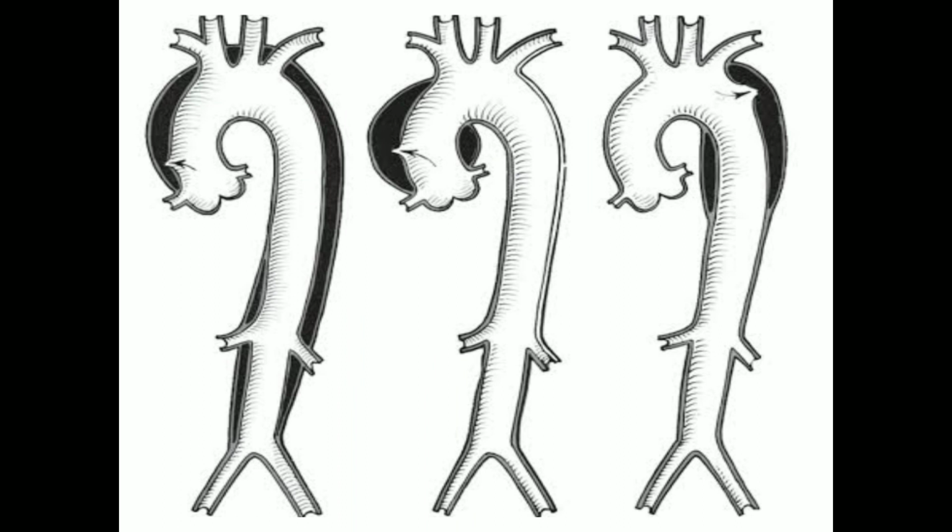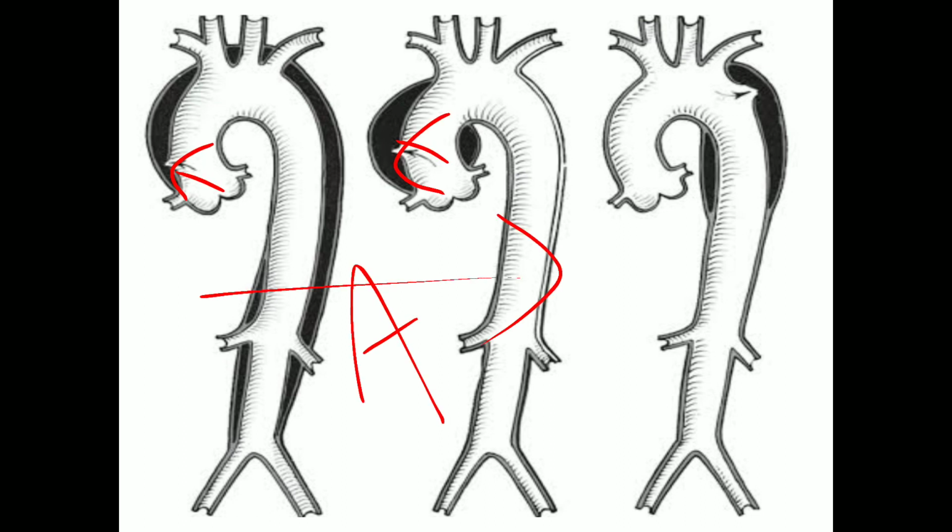So here you can see the intimal tear is here, here also the intimal tear is here. Any dissection where the intimal tear is in the ascending aorta comes under Stanford A. So both these comprise the Stanford A, and this one is B because it occurs in the descending aorta.